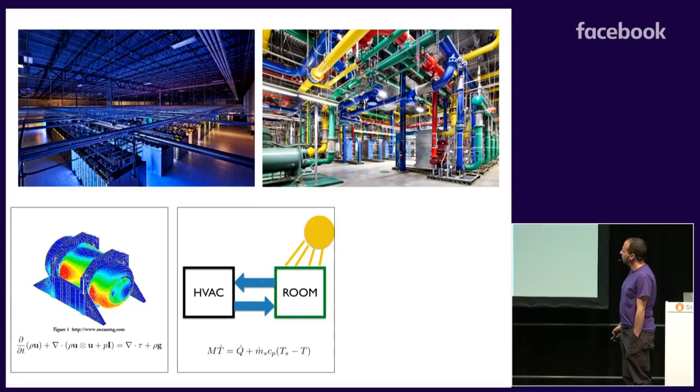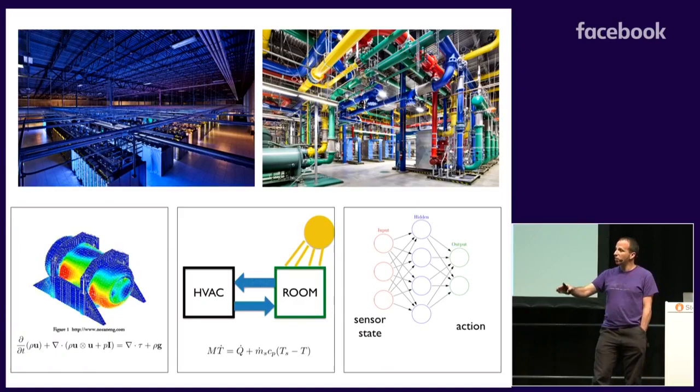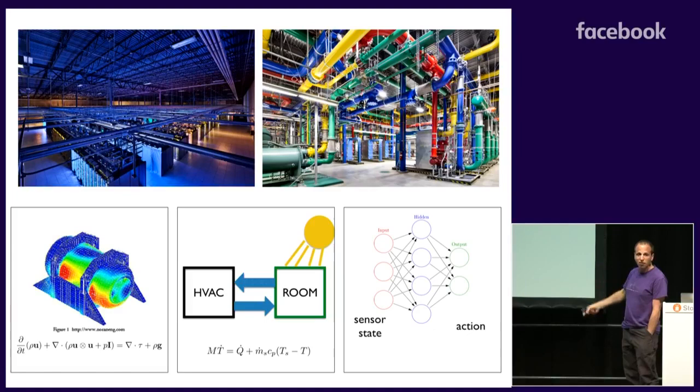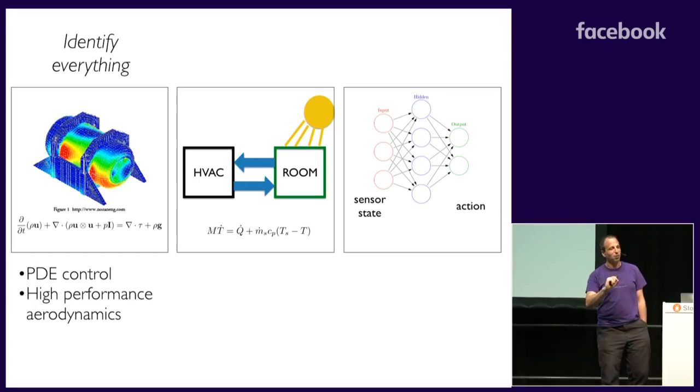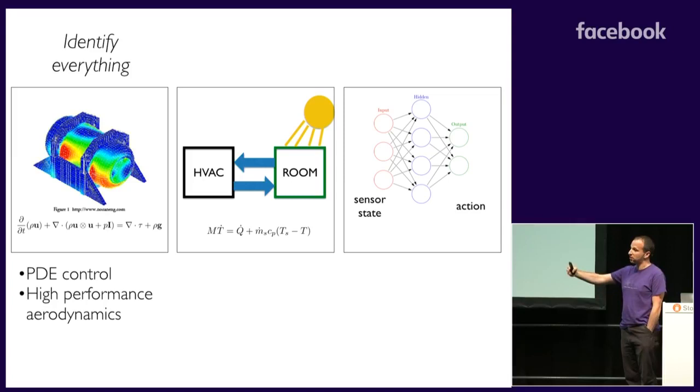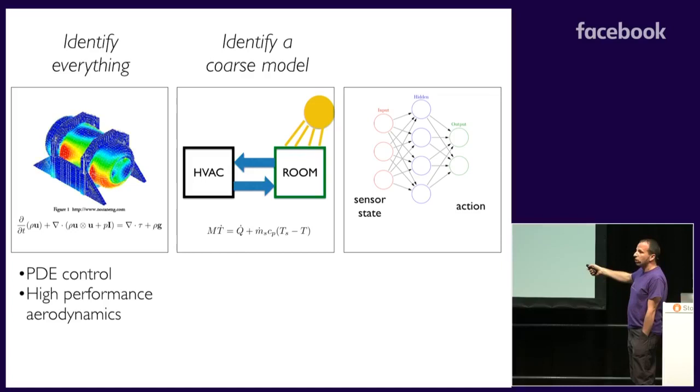Or I could be really cavalier and say, let's not do any modeling whatsoever and just try to find a function that maps center state to action. Okay, so those are the three possibilities. We could identify everything, and there are actually applications for that. In particular, this is a turbine, and for really high-performance aircraft, you really do want to identify everything because you're pushing up against the limits of what's possible. You can identify something very coarse, which is kind of what I was arguing is probably what people actually do in practice for air conditioning. And this kind of underlies what we call model predictive control.